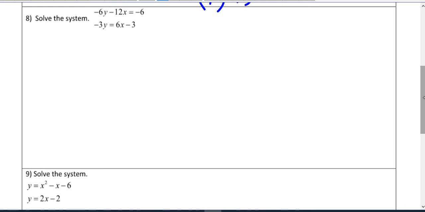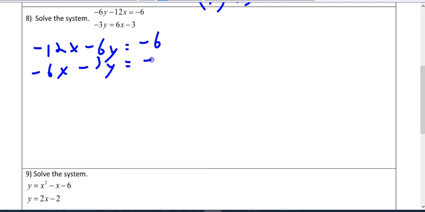All right, this one, got to line them up again. So on the first one, you don't have to switch the x and the y. You can move the 6x over and have negative 3y minus 6x and just have y then x. It doesn't matter. People like to usually have the x first, so I'm just going to rewrite the first one. 12x minus 6y equals negative 6. Again, you don't have to. And then when I move the 6 over, I'm going to get negative 6x minus 3y equals negative 3.